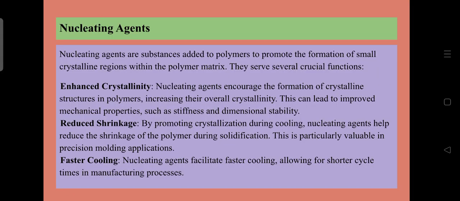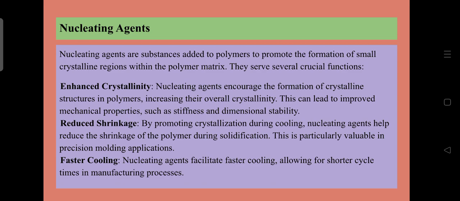Next important polymer additives are nucleating agents. These are mainly the substances which are added to polymers to promote the formation of small crystalline regions within the polymer matrix. So if you have any amorphous or semi-crystalline polymer and you add these nucleating agents, what we can observe is these substances can go to the regions in the polymer matrix in order to make it more crystalline.